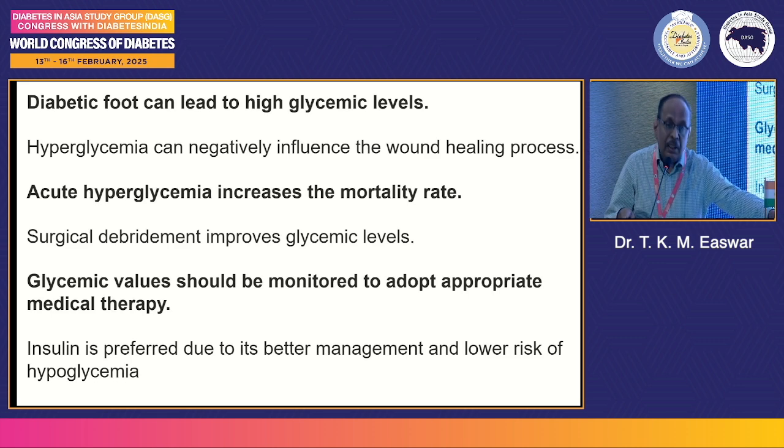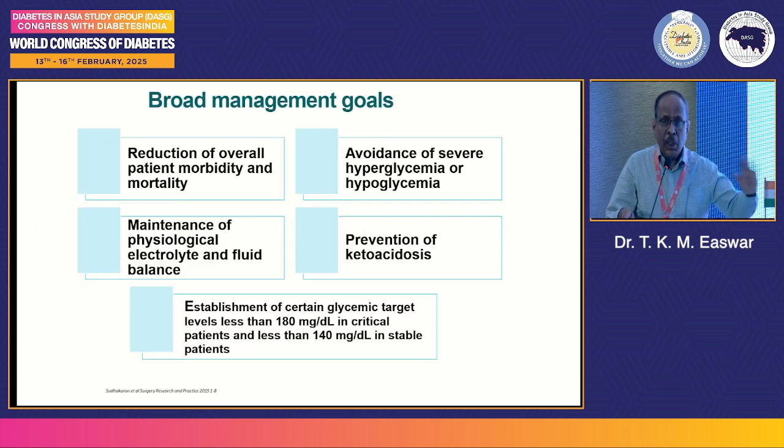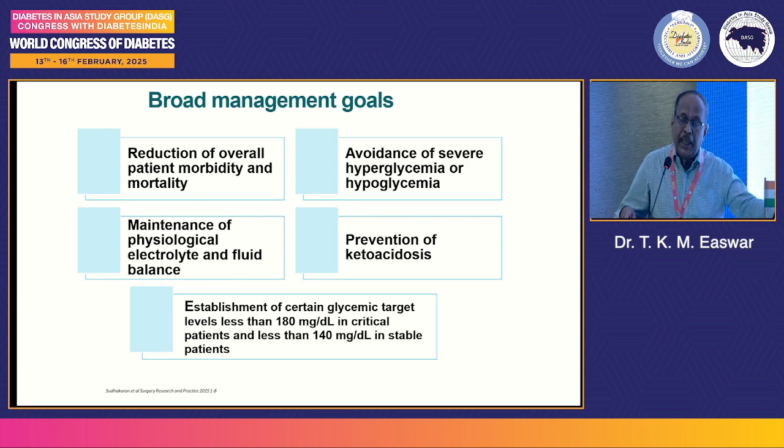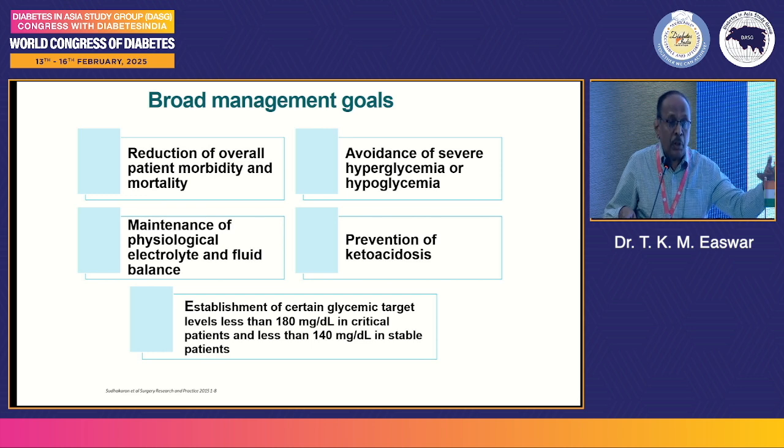the best possible results. And as always, because of the predictability and safety, insulin is always preferred, especially whenever there is an infection. So these are the broad management goals whenever we are treating diabetic foot. We want to reduce the hospitalization. Patient should go home quickly. We don't want them to die. We want to prevent obviously severe hyper or hypoglycemia. We want to manage the fluid and electrolytes so that there is no renal dysfunction, there is no electrolyte imbalance. We don't want very high sugars, because even type 2 people with foot can develop diabetic ketoacidosis. And we like to keep the sugar between 140 and 180 most of the time.